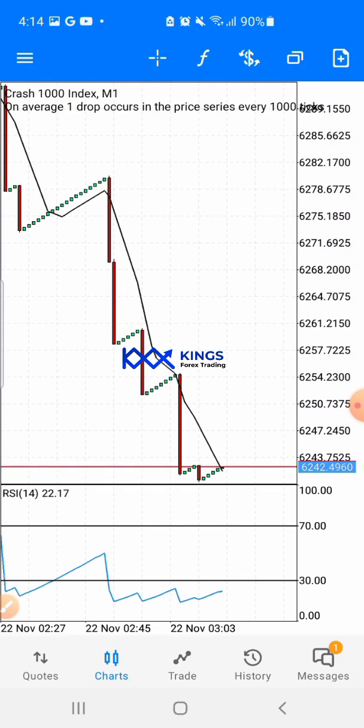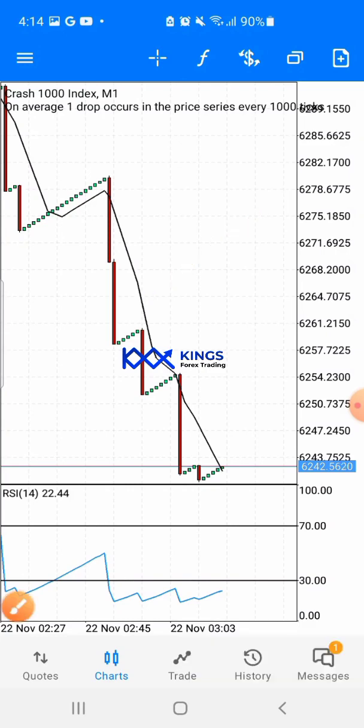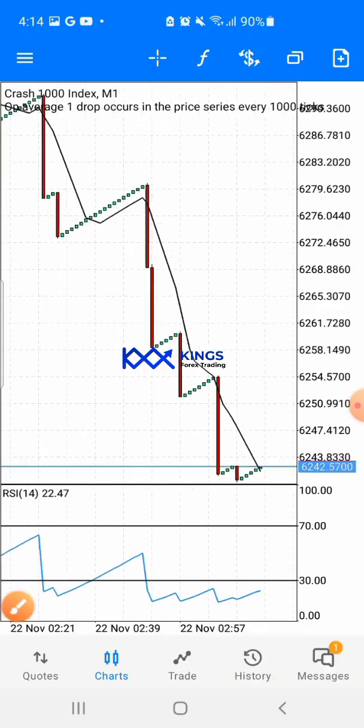So it's not the same way you use divergence on currency pairs or volatility; you use it on Boom and Crash. No, we can actually use it in a different way, and that's why we have this indicator right here for confirmation, guys.